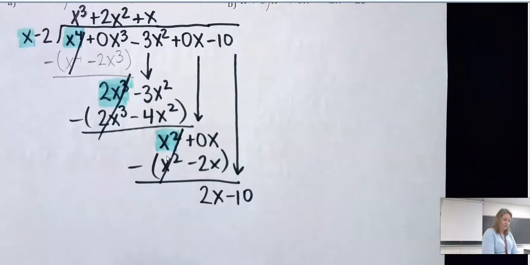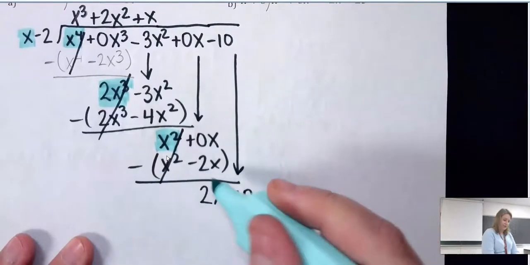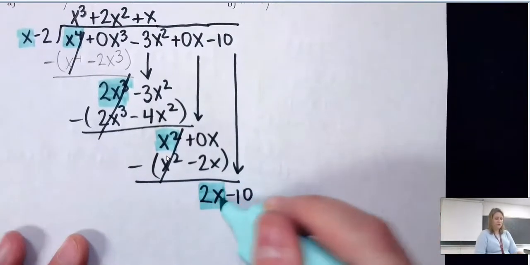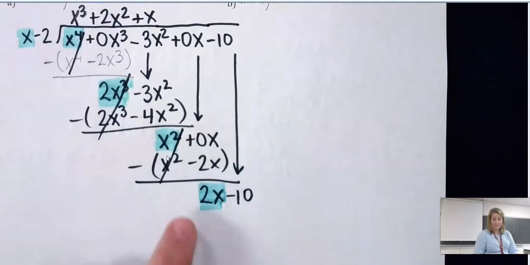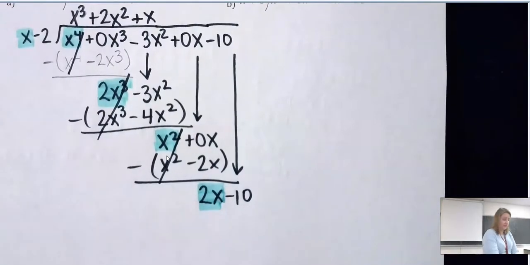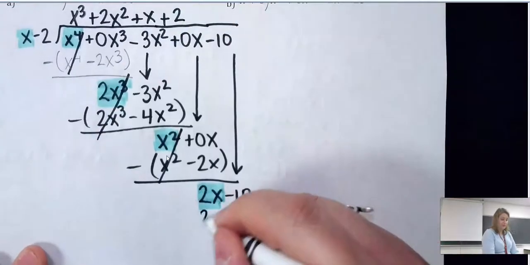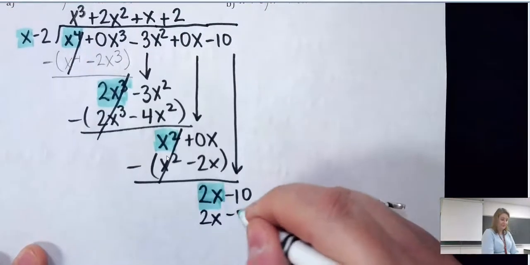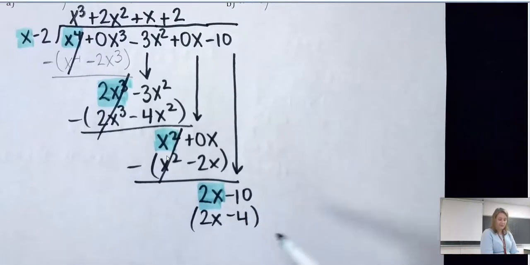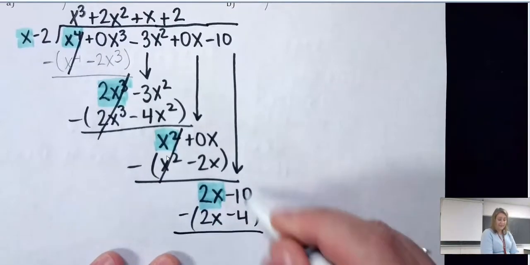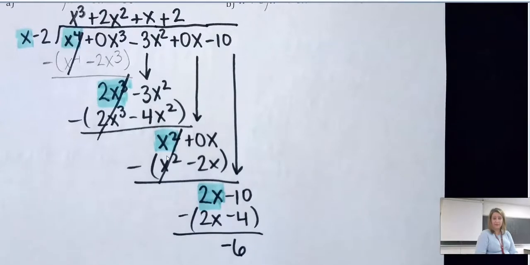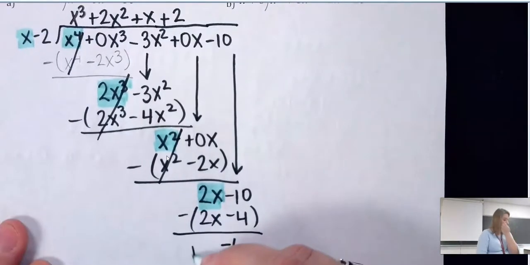Okay, now this will be our last step here. So x into 2x is just going to need to be multiplied by a 2. 2 times x is 2x, 2 times negative 2 is negative 4. Okay, now in this situation, I'm going to get negative 6 as my remainder, and it's totally fine to get a remainder that's negative, so remainder here.